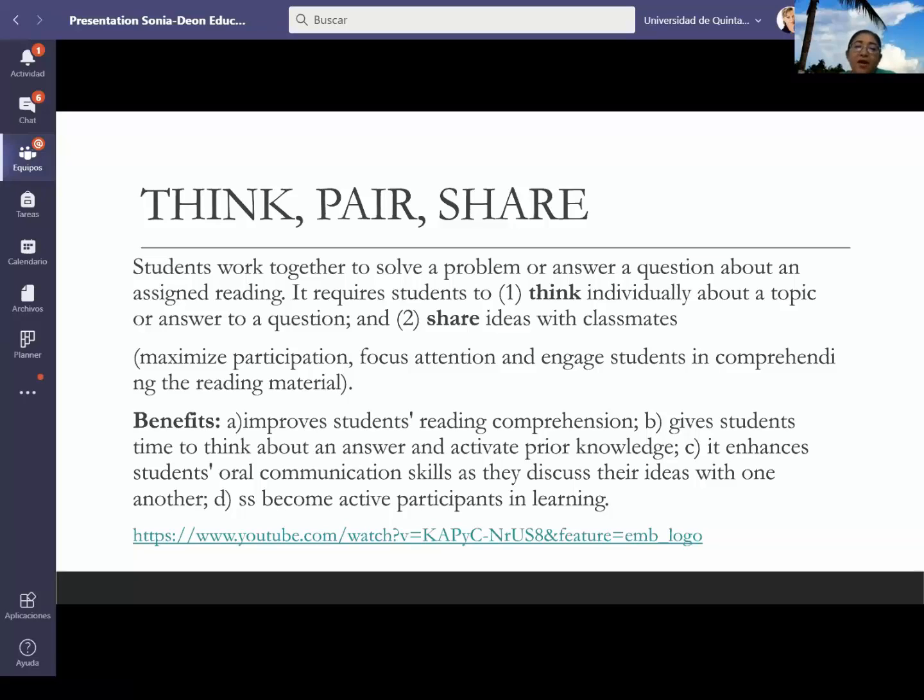Think, pair, and share. Have you heard about this before? Anybody? Think, pair, and share. Have you heard about it? No? Okay, let's see what it is about. It says, students work together to solve a problem or answer a question about an assigned reading.